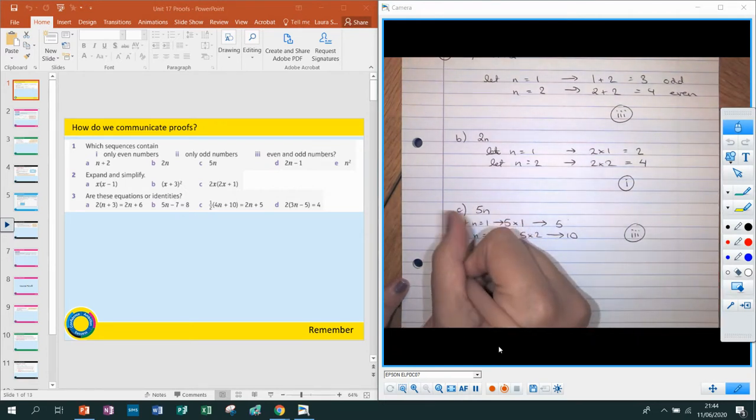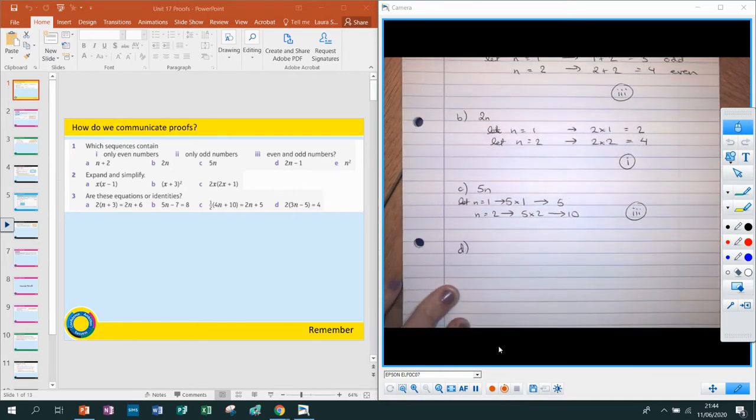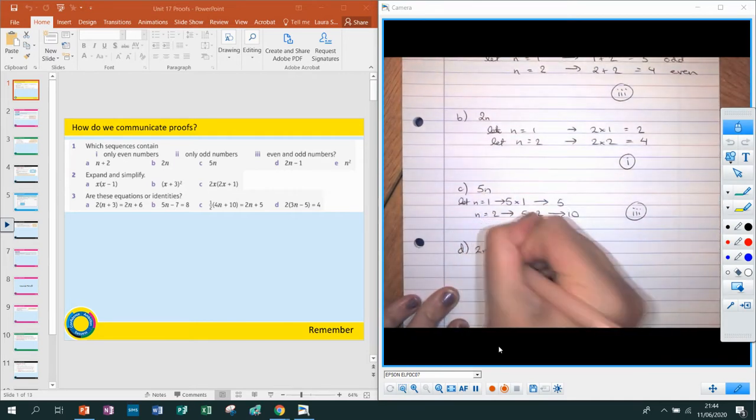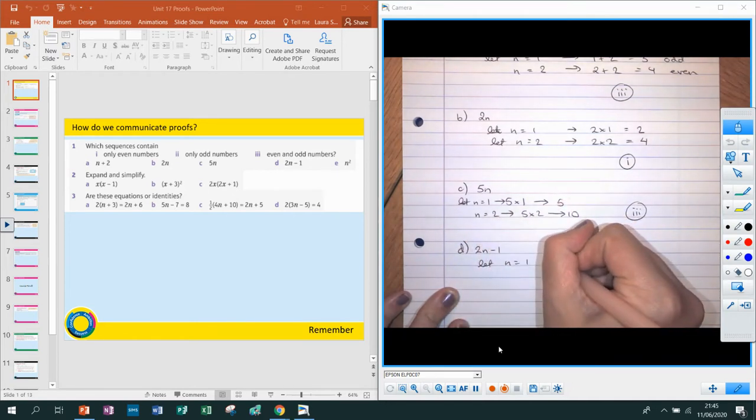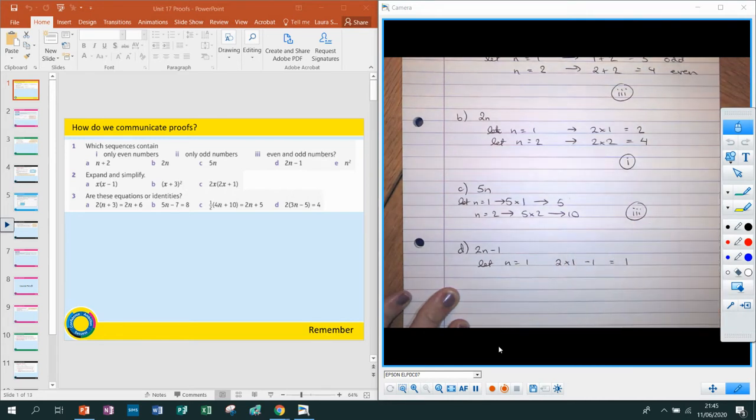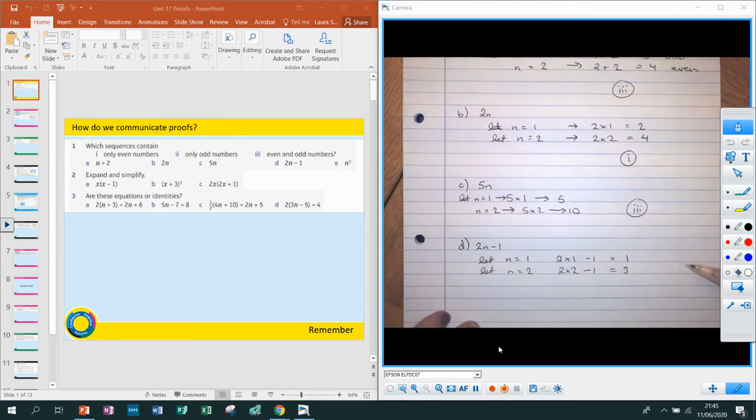And for part D, we have 2n minus 1. So let's let n equal 1, and that's going to give us 2 times 1 minus 1, which is 1. If I let n equal 2, then I get 2 times 2 minus 1, which equals 3. And actually, if I continued this pattern, I would always get an odd number. So we can say that part 2 is correct.